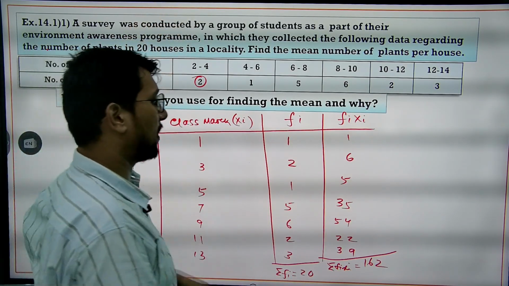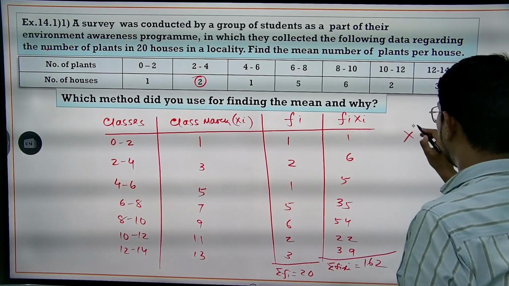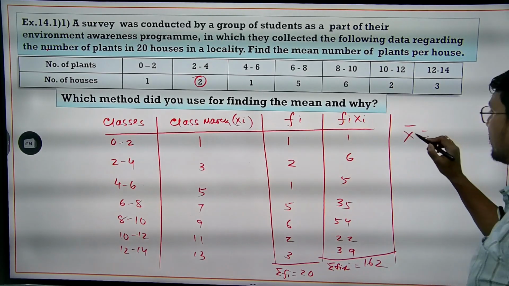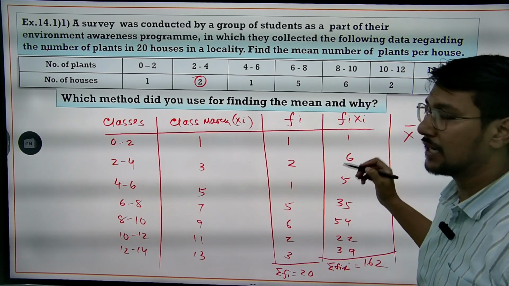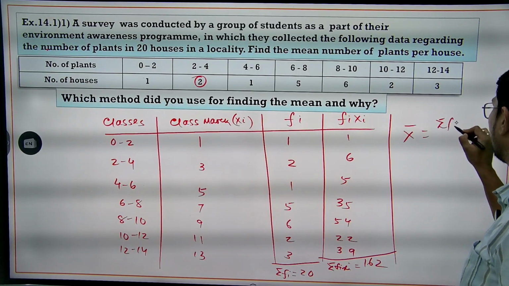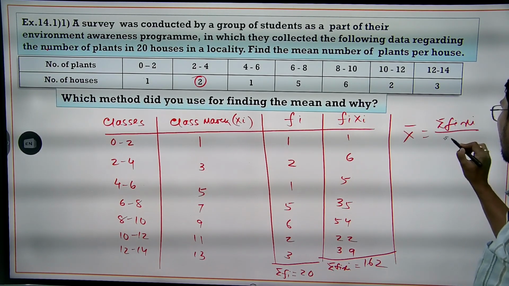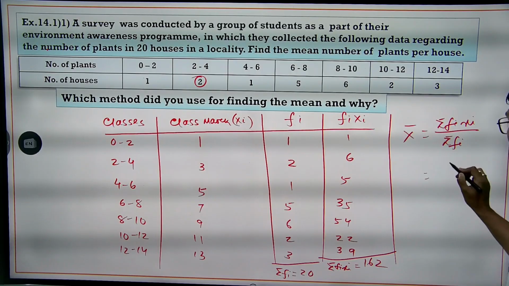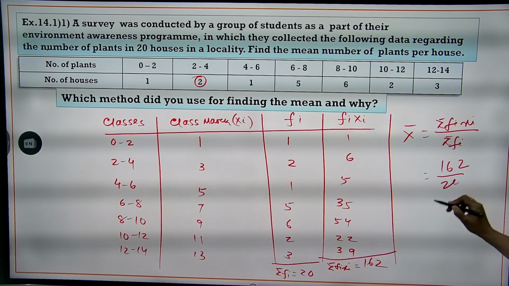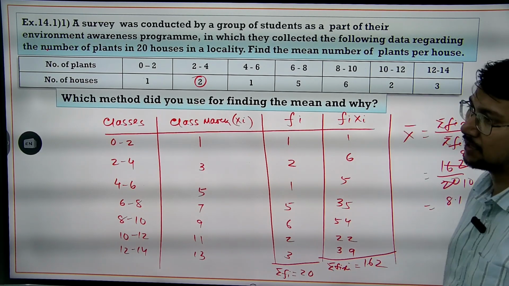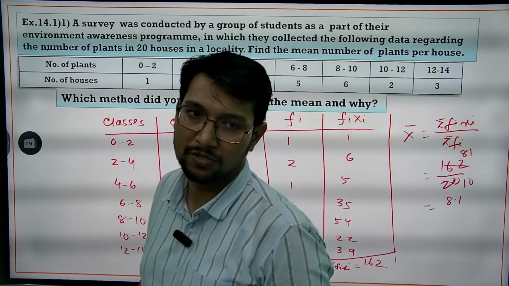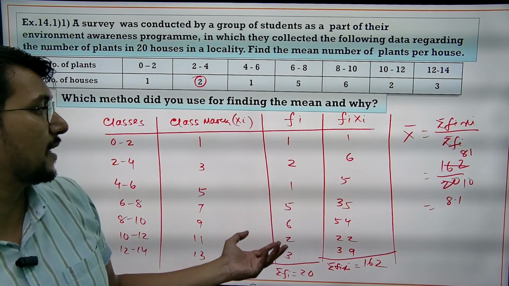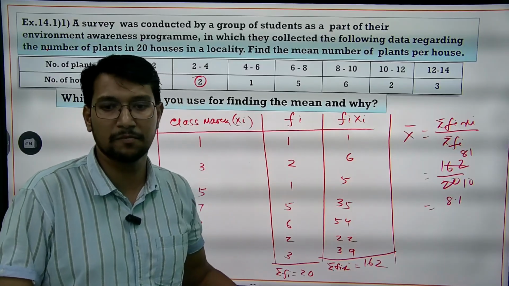So what is x bar? X bar is the mean. Mean equals summation fi xi by summation fi, 162 by 20. So cancel by 2, 2 8s are 16, 2 1s are 2, right? So 8.1 is the answer. It means per house they have planted how many plants? 8.1 plants. That is the mean and average.